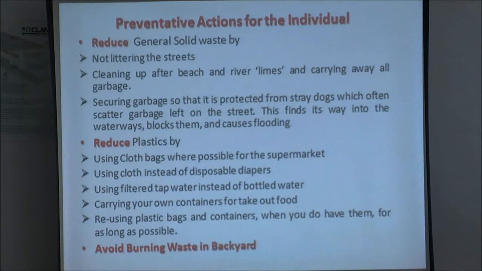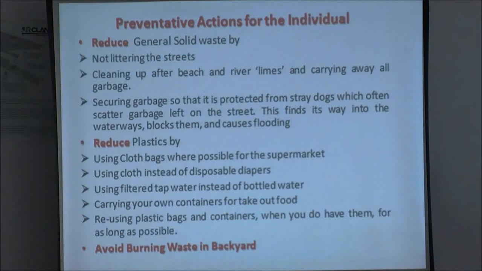So the first thing it does is block the drains and cause flooding. The next thing that happens when that becomes unclogged is it goes to the sea. And when it goes to the sea, it ends up in one of these gyres. Okay, we can reduce plastics by using cloth bags where possible, using cloth instead of disposable diapers. Disposable diapers stay for 650 years in the environment.